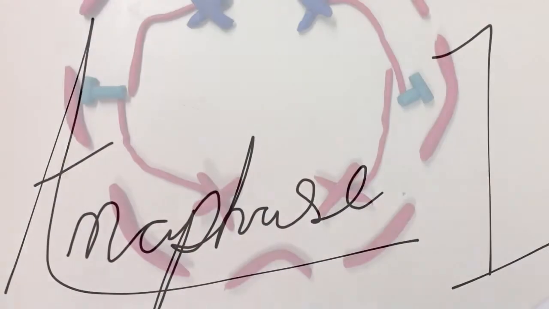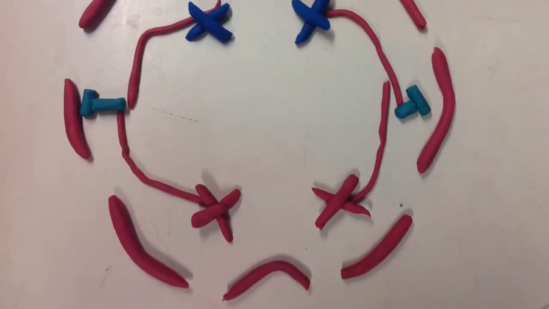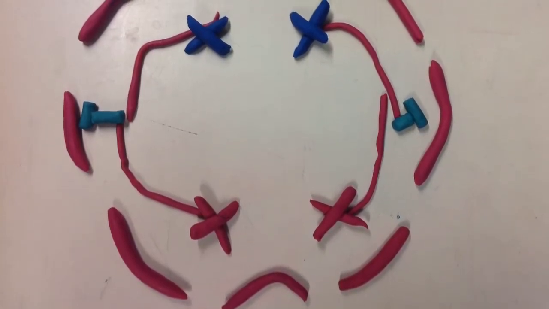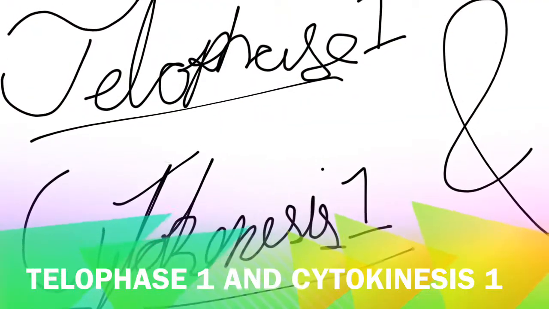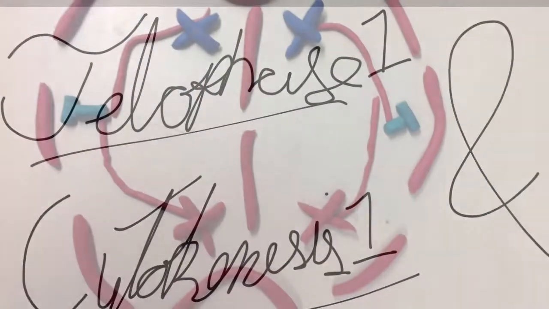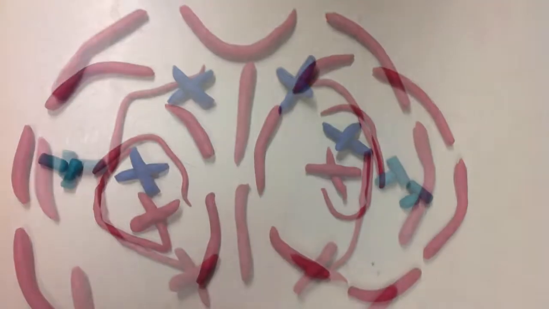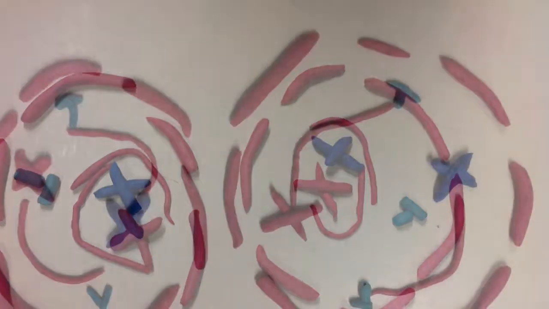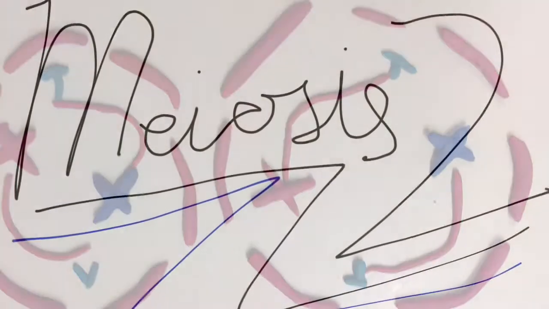Anaphase. In anaphase 1, homologous chromosomes split. Then the individual chromosomes move to the poles. Then they assort independently of one another. Telophase and cytokinesis. In telophase 1 and cytokinesis 1, there are now two cells at this point. Each cell has half the number of chromosomes as the parent germ cell, so they are now haploids.